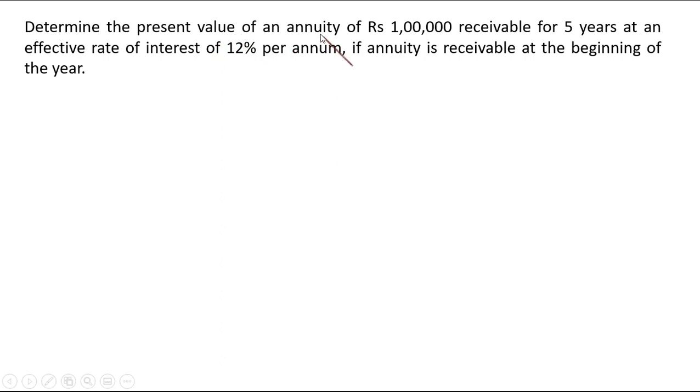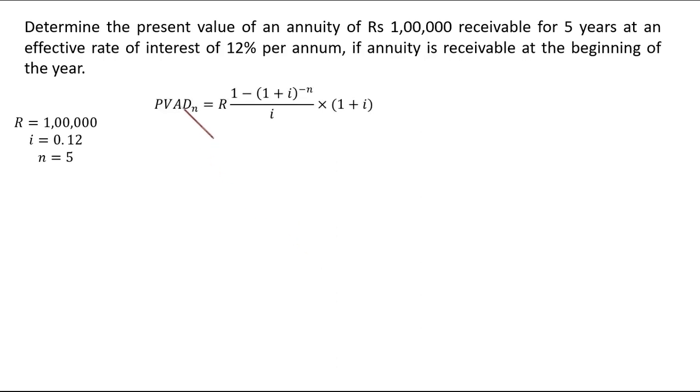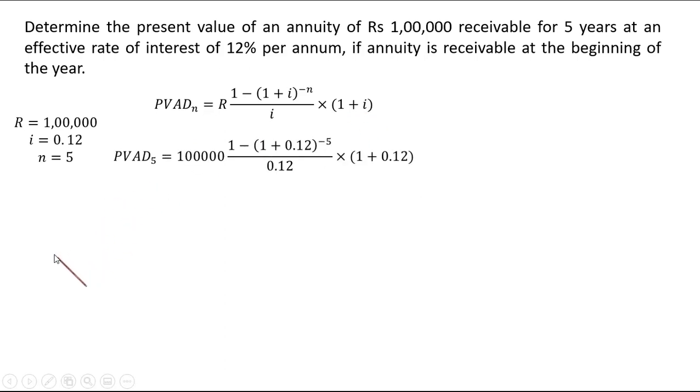Determine the present value of an annuity. Again, we need to find the present value. The annuity is 1 lakh rupees, receivable for 5 years, the number of years is 5, at an effective rate of 12%, that's the interest. If the annuity is receivable at the beginning of the year, so this is annuity due, R is 1 lakh, i is 12%, number of years is 5. We are going to use the formula for annuity due, just multiply (1 plus i), that's the only thing extra. We substitute in the numbers.